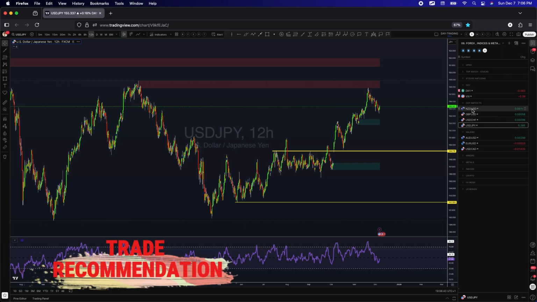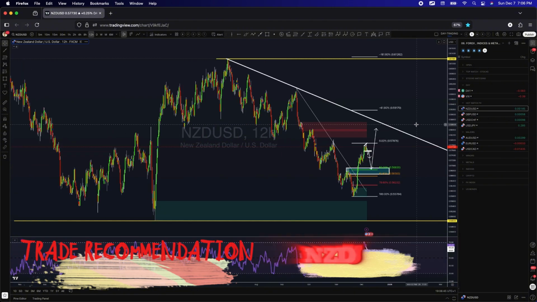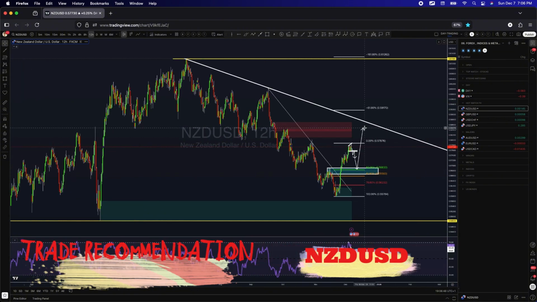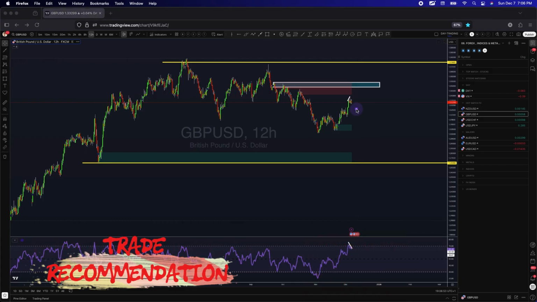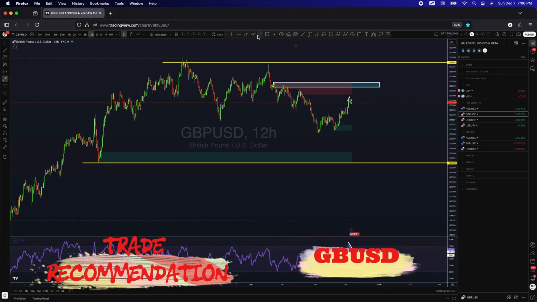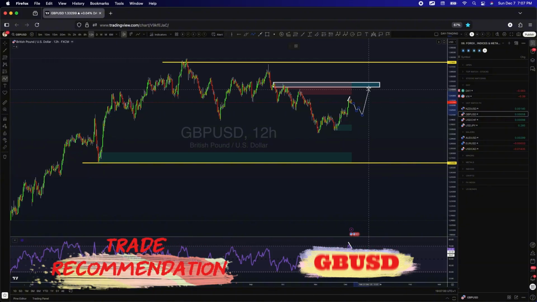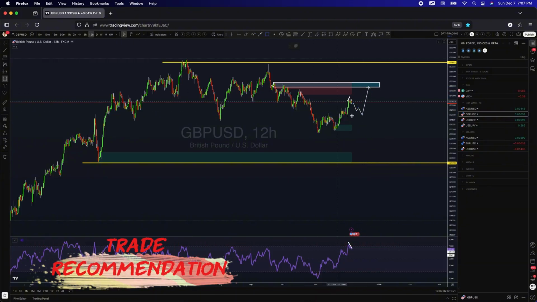So we have Kiwi dollar. Don't forget the plan on Kiwi dollar. We want to see a drop and then push to the upside from there. Pound dollar as well. We want to see something like a drop, a slight drop right here, and then push to the upside on pound dollar as well.